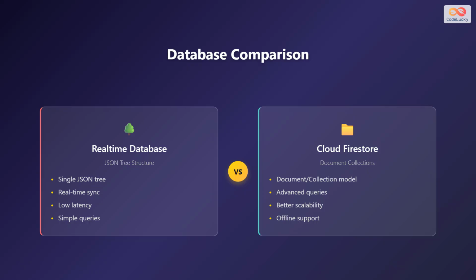Firebase offers two primary database solutions, each designed for different use cases and requirements. The real-time database uses a single JSON tree structure that provides real-time synchronization with extremely low latency, making it perfect for applications requiring instant updates like chat applications or collaborative tools. However, it supports only simple queries and has a flat data structure.